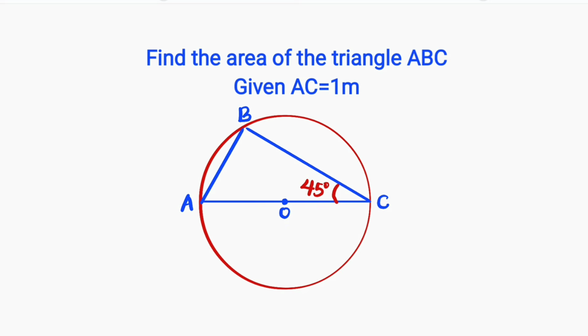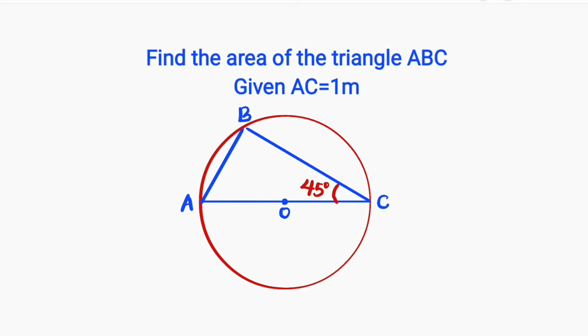We are asked to find the area of the triangle ABC given that the side length AC is 1 meter. So it means that from A to C is 1 meter. And you can see it passes through the center, which implies that AC is the diameter of this particular circle.